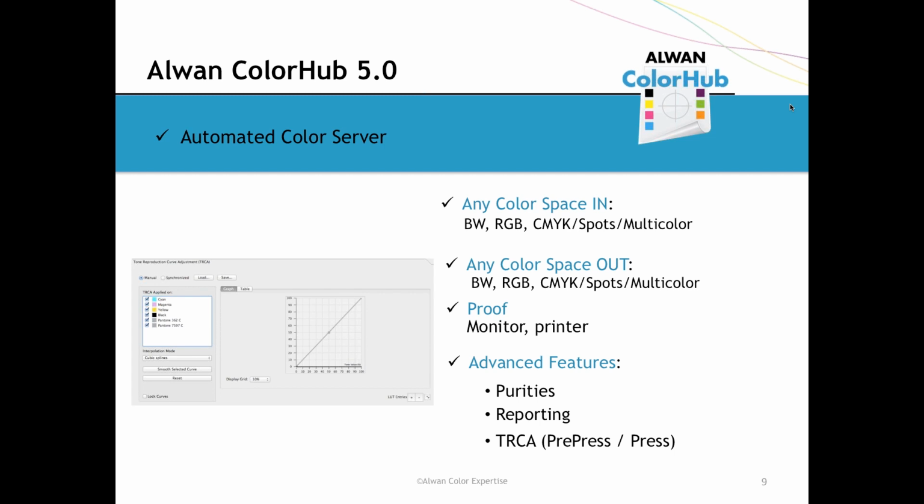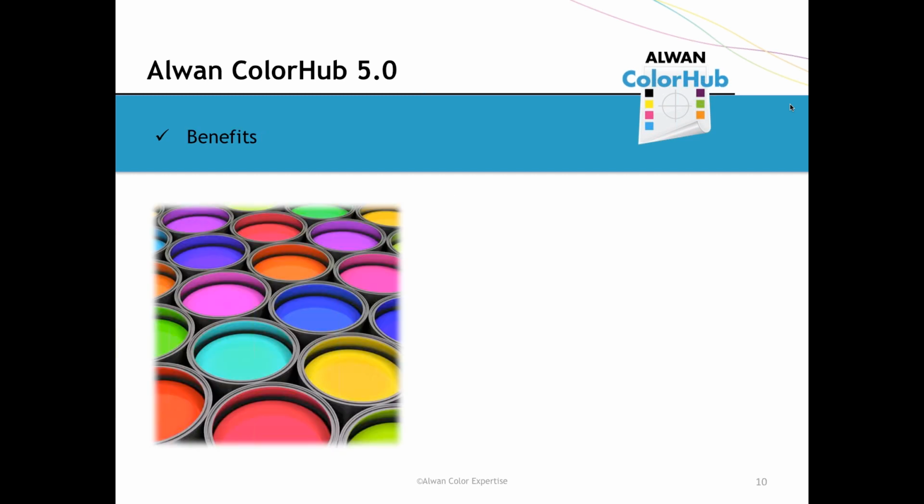The reporting has changed to more job-oriented reporting, and very important, we have always had the ability to modify output curves, but now we have added to that possibilities for example, the flexo industry, which is part of the pre-press and the press versions of Alwan ColorHub 5.0.